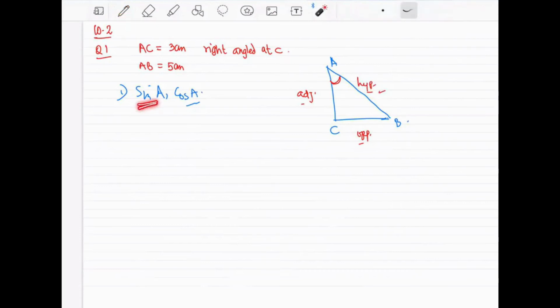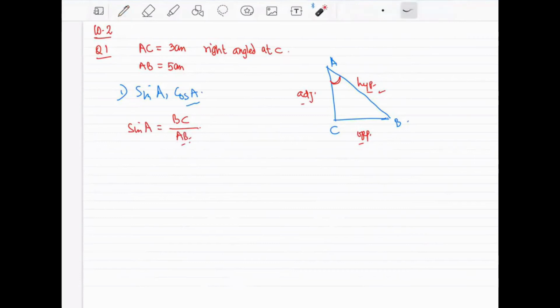What is the formula of sine? Sine A is equal to, what's the formula? For sine it's opposite by hypotenuse, SOH, right? So opposite is which one? It's BC. I'm writing it as BC even if it's CB, okay? CB, BC, same thing. And hypotenuse is AC.